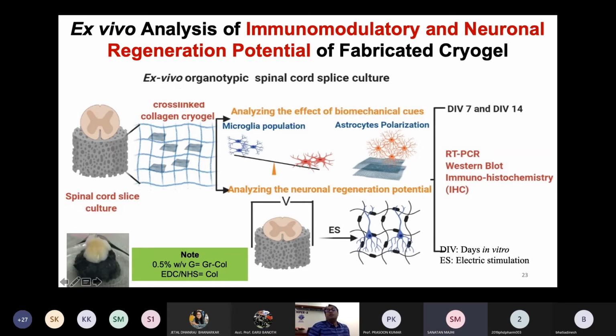What we wanted to see was whether the cells are going inside, whether the material promotes attachment between the slice and the material, and how the cells are trying to grow inside the material. What is happening with microglia polarization, what is happening with astrocytes, and what happens when we give current as well. We did the study at day 5, day 7, and day 14, and we did many genomics-type studies with RT-PCR, protein-level Western blot, and immunohistochemistry.